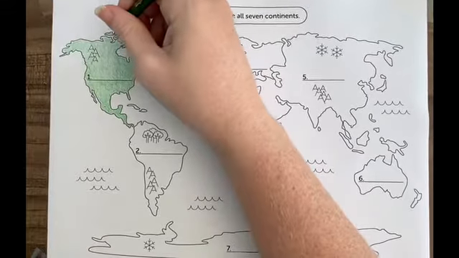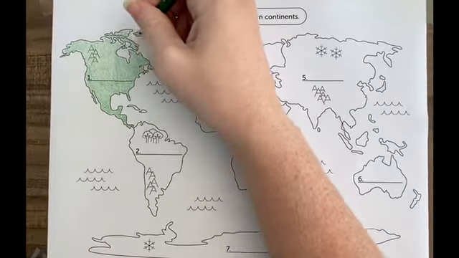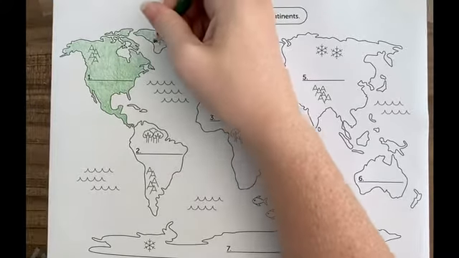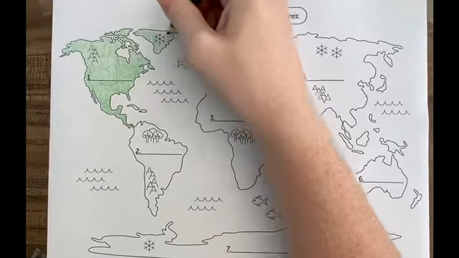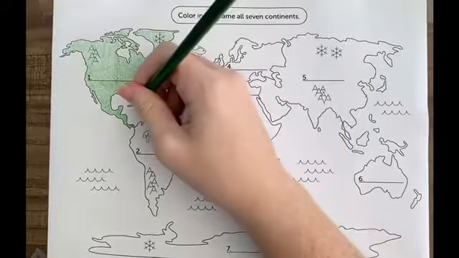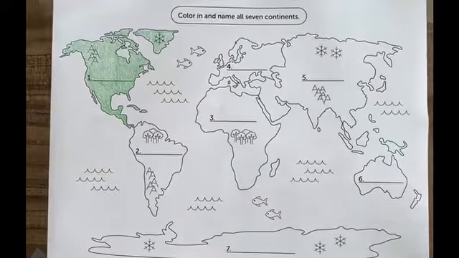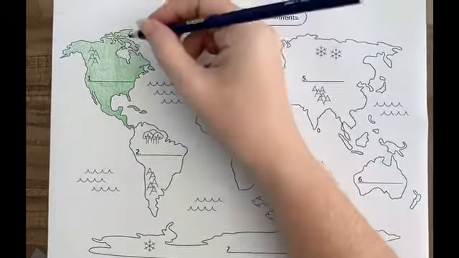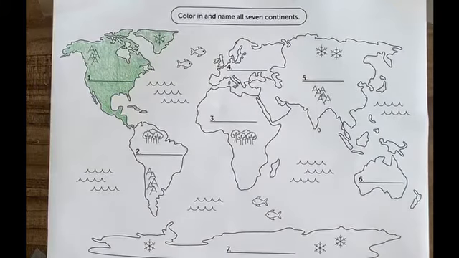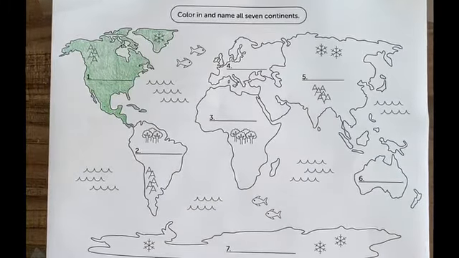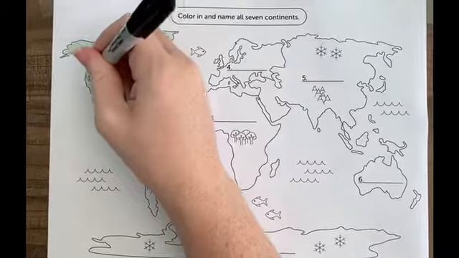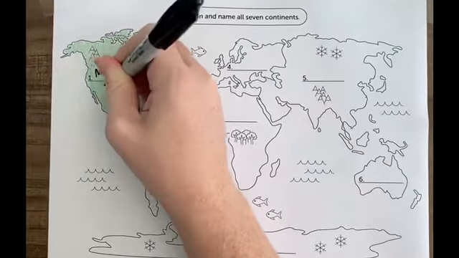So this first continent I'm coloring is green. And this continent you should probably know because it's the one that you live on. This continent, oh, I need to switch to a marker so you can read it. There we go. This continent is North America.